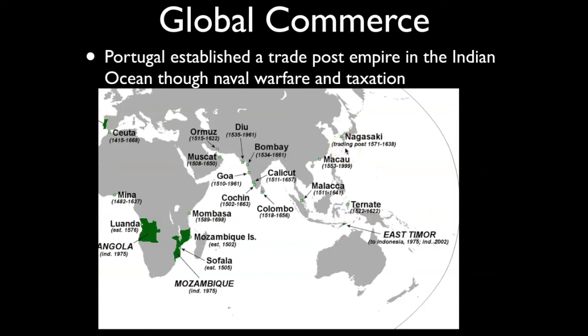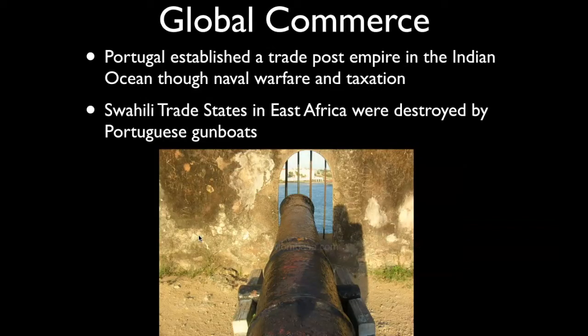In terms of the Indian Ocean network, the major change or transformation is the addition of Europeans. In the late 1400s and then into the 1500s, the Portuguese begin establishing a trade post empire with their gunships, and through naval warfare and through taxation, they are able to establish control over certain important strategic spots, including, do you remember the Swahili coast states in East Africa? The Portuguese showed up with their large gunboats and they destroyed those cities and towns to strategically control and establish colonies, but not too far inland, just on the coastal regions of East Africa.